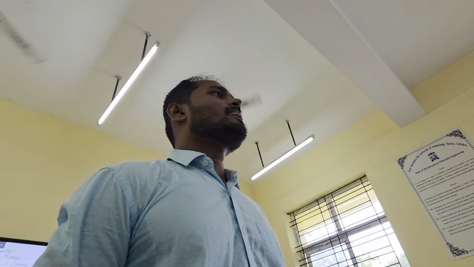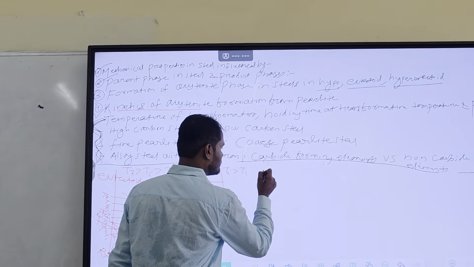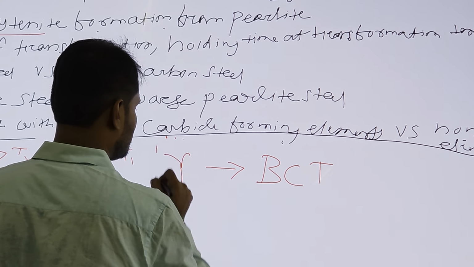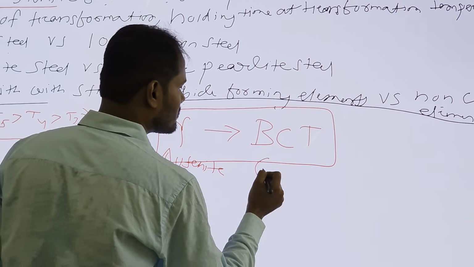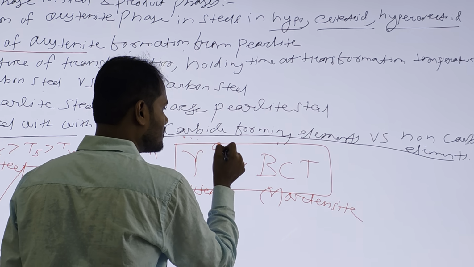So what is the final microstructure? Can you, from the back side, tell me? The moment you take out the sample and put it into the water, from T1 temperature, T2, T3, T4. Martensite will form, right? I told you that is the product phase. So gamma will become BCT, and this is due to quenching.